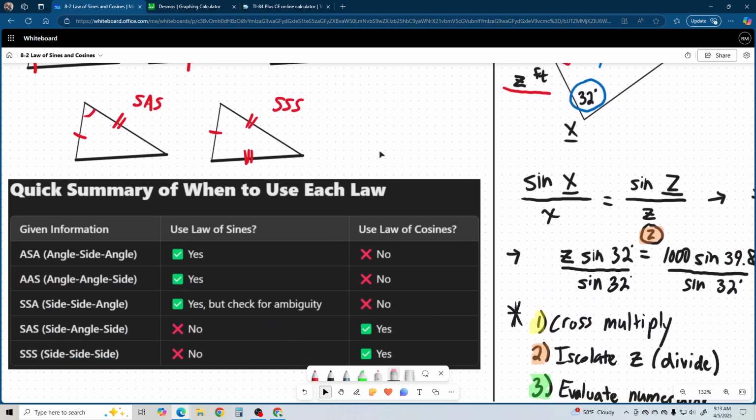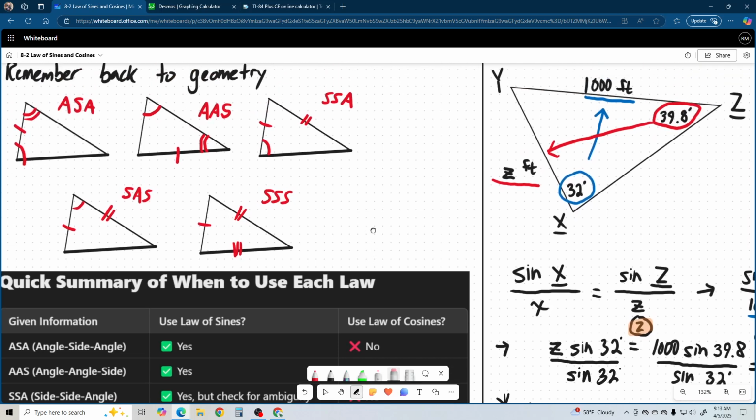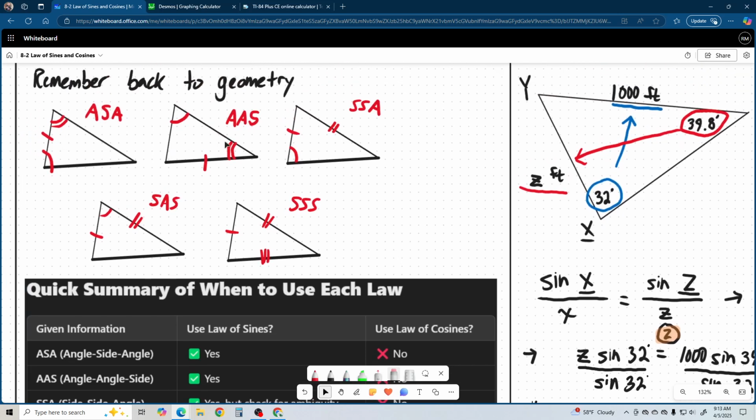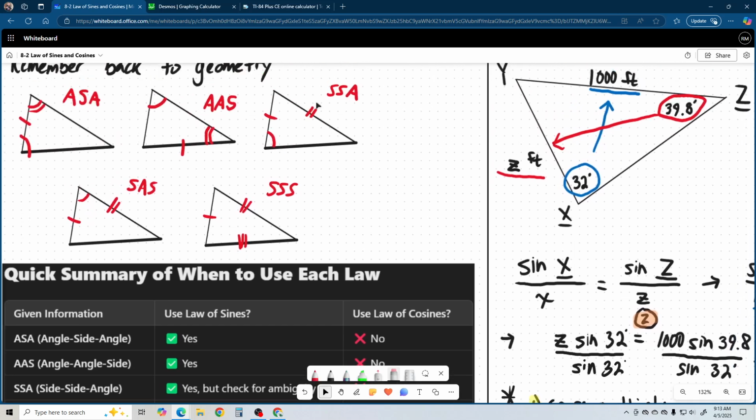All right, so here's a quick summary of when to use them. Essentially, when we know two of the angles, we're going to be able to use law of sines, right? And when we know two sides, we're going to be able to use law of cosines. The only difference is this one here. This one kind of breaks our rule.